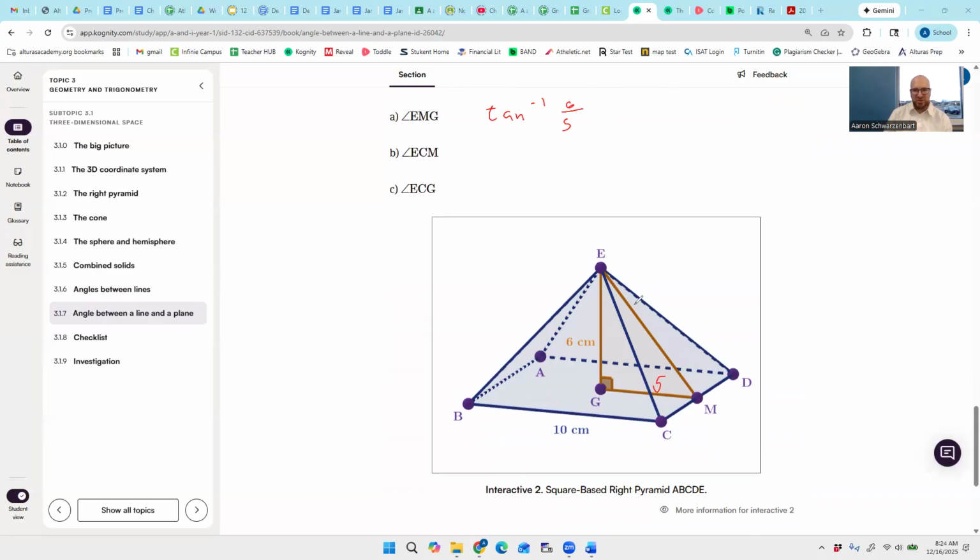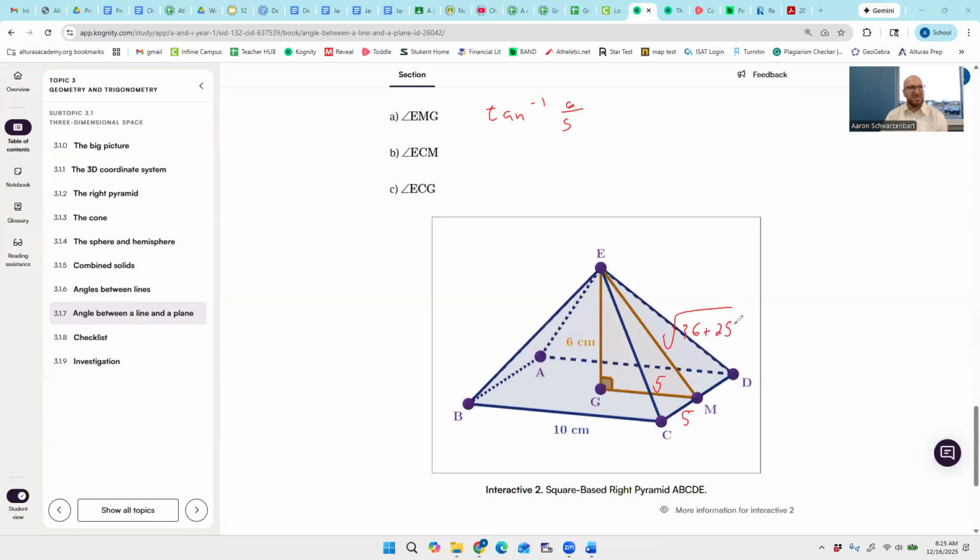ECM. Well, we have a right triangle, right? Is this a square pyramid? It is square, so this is 5 again. This is not 5 though. Wait, I guess I don't need this EC. I do need ME though, which is square root of 36 plus 25.